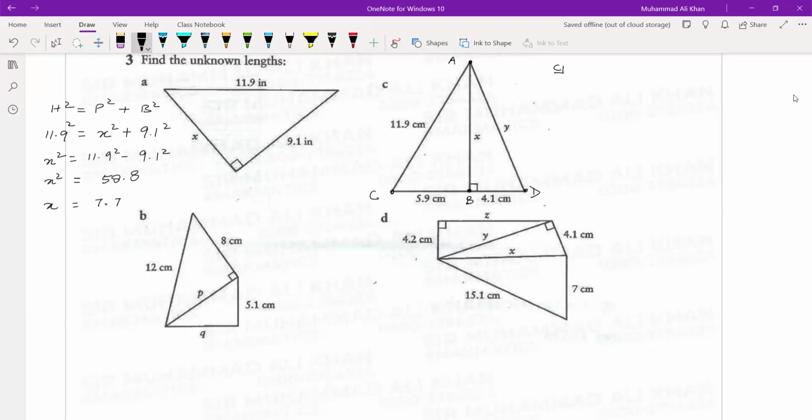Yes. Again, by the help of right angle triangle, Pythagoras theorem, 11.9 squared equals perpendicular, I'm saying x squared, base, I'm saying 5.9 squared. So now, what is x squared? It is 11.9 squared minus 5.9 squared. So what is the value of x squared?